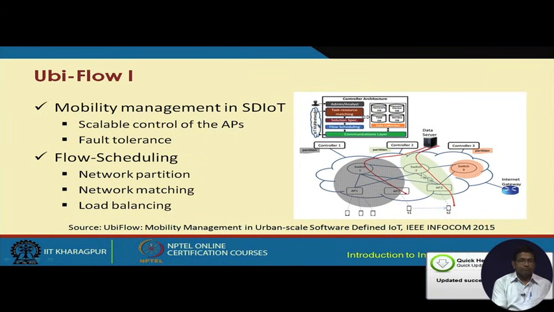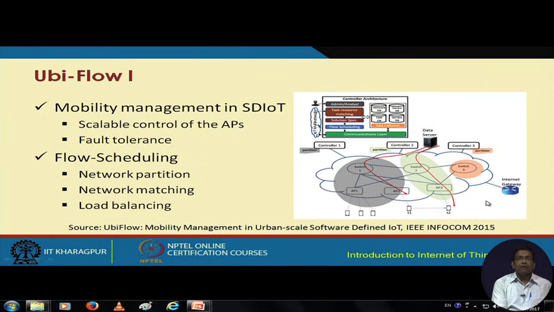Now, let us look at the second solution, the UBflow solution, which was published in Infocom very recently, 2015, only 2 years back. So, here there are two main parts of this solution. One takes care of mobility management and the other one takes care of flow scheduling. Mobility management takes care of issues such as how to have scalable control of the access points, issues such as fault tolerance, that means if some component goes down then what happens, how can the network still function.